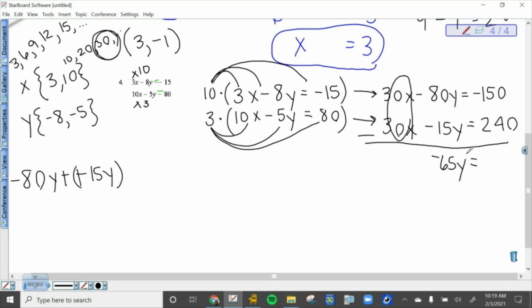Negative 150 minus 240, what's that? Negative 390. Okay, then we solve for y. How do we solve for y? Divide. Yes, negative 65 over negative 65 is 1. So y equals negative 390 over negative 65.